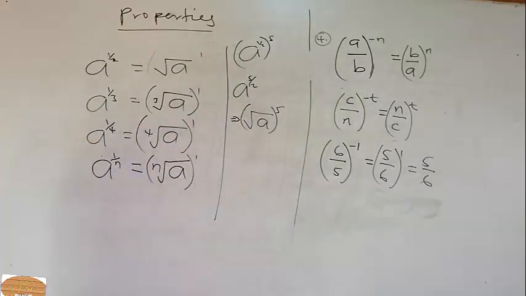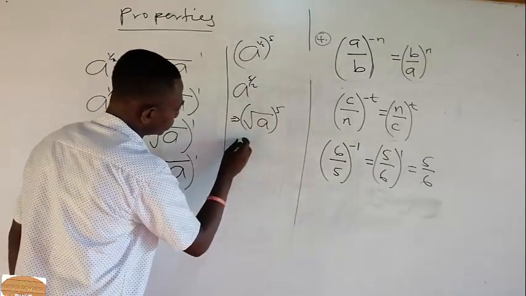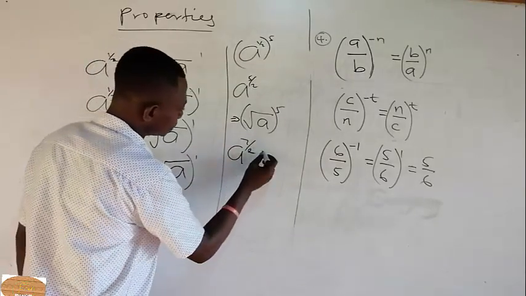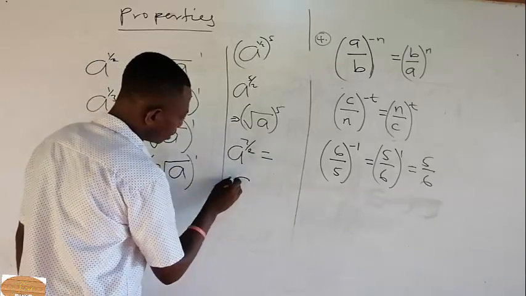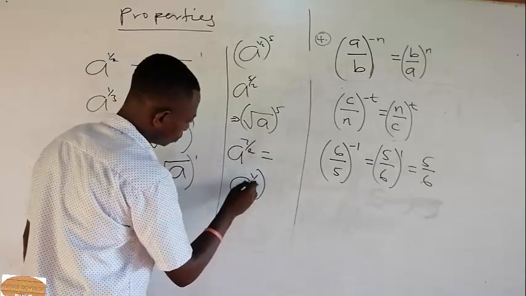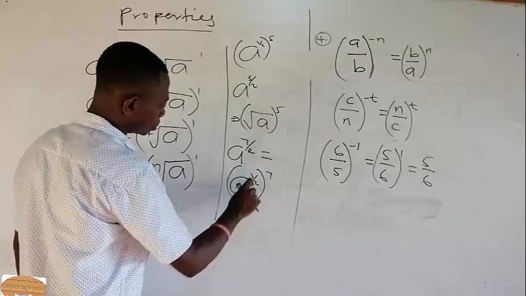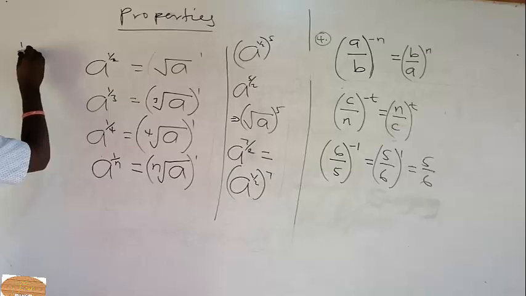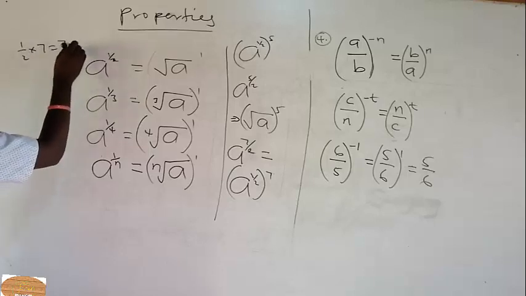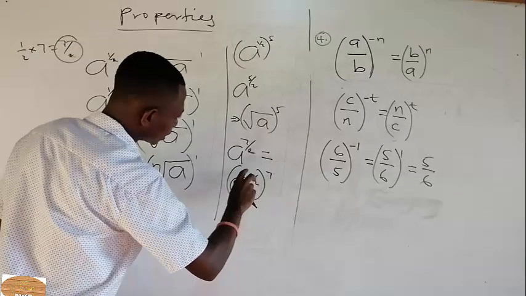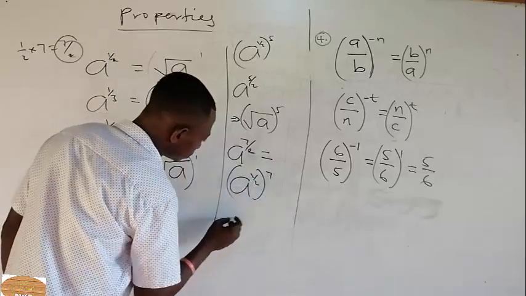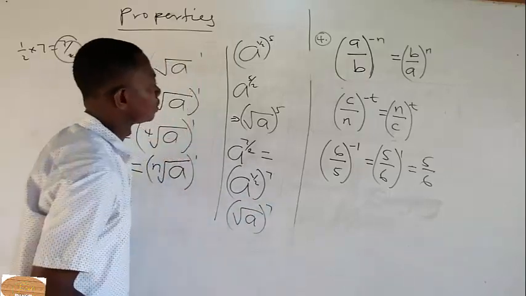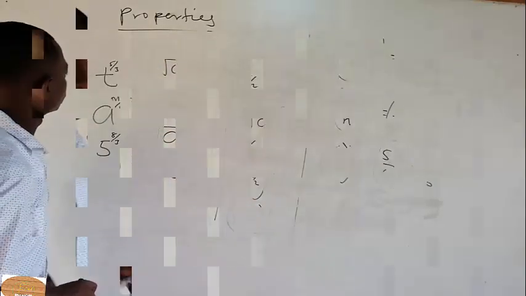Alright, so in case you're given a to the power 7 over 2, this is the same as a to the power half, all to the power 7, because half times 7 is the same as 7 over 2. So this can be written as the square root of a, all to the power 7. So that is the foundation.